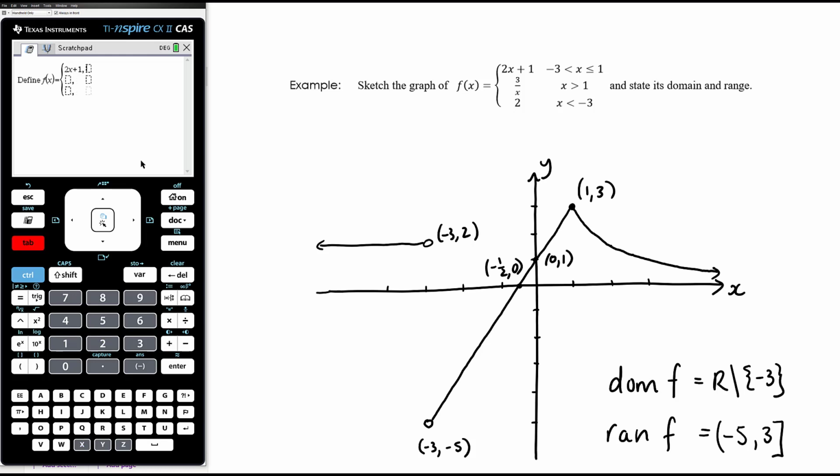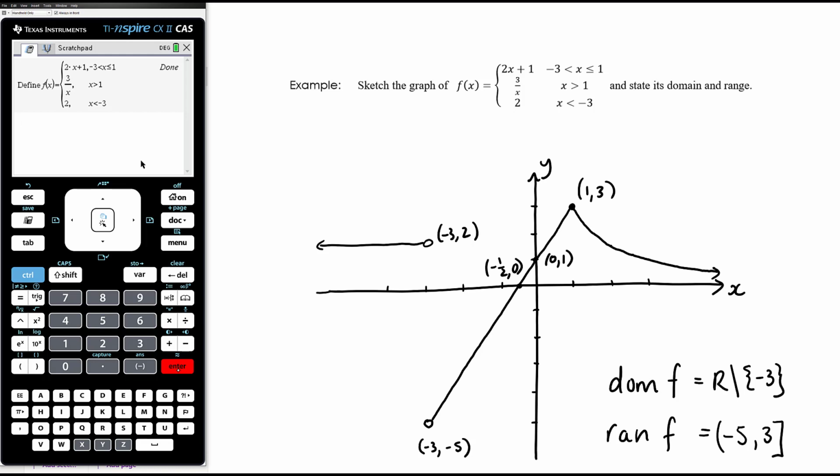So 2x plus 1, where negative 3 is less than x, which is less than or equal to 1. And then 3 on x, where x is bigger than 1. And then 2, where x is less than negative 3. Okay, so there's our piecewise function.